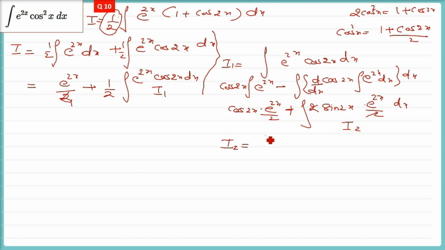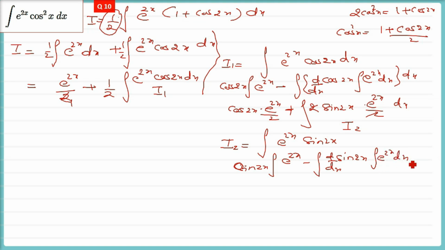So I2 is integration of e raised to x and sine 2x. So it's an altogether different integration. So sine 2x will come first. Again, integration of uv. U I am taking as sine 2x, v I am taking as e raised to x, and you know how this goes. So this will be sine 2x, e raised to x by 2, and then we have minus, sine 2x differentiated is cos 2x, and 2 will come in front. This is e raised to x by 2 dx. 2 gets cancelled.